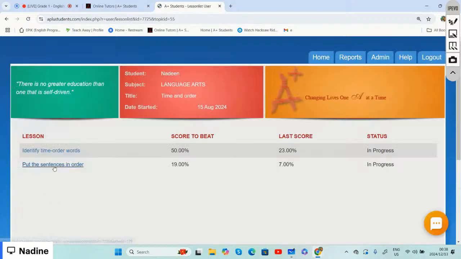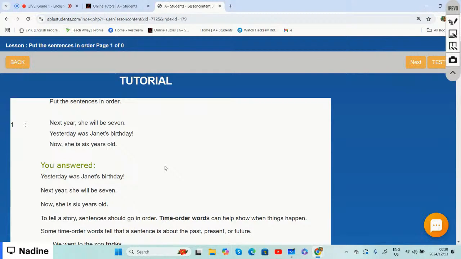All right, so now we're going to put our sentences in order. And we can even put our sentences in order to show what you did, let's say basically from the time that you woke up, depending, right? So we will try and put our sentences in order.